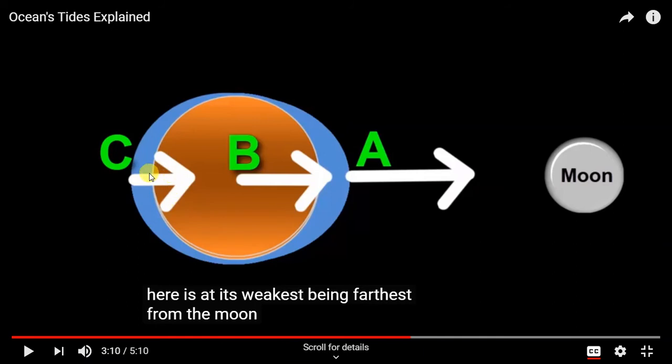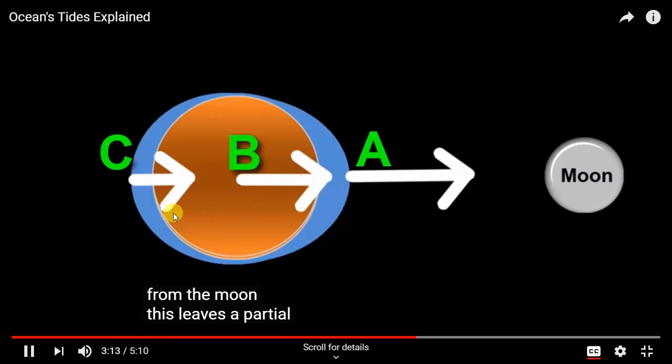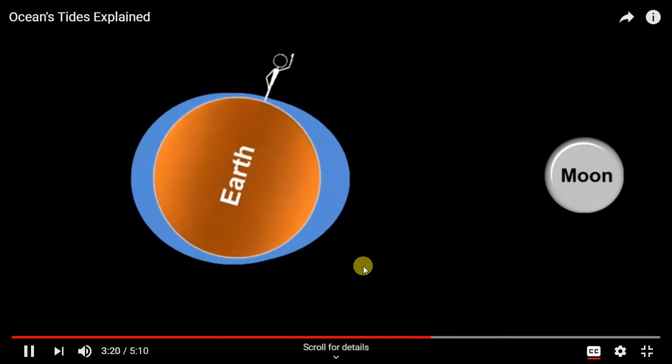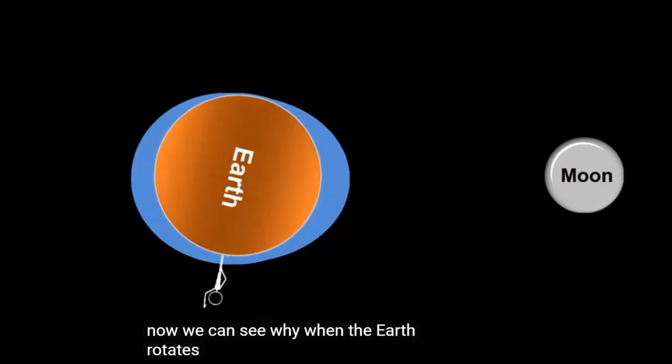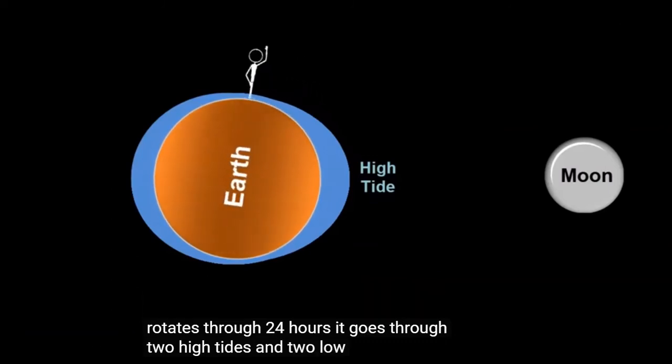But still we have it, right? So the Earth, all of it, is attracted to the moon. So again here we have another bulge, which is the other high tide. This leaves a partial bulge at C, though not as big as the one at A. Now we can see why, when the Earth rotates through 24 hours, it goes through two high tides and two low tides.